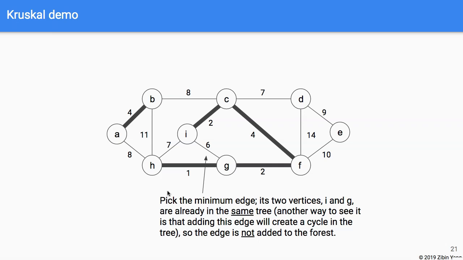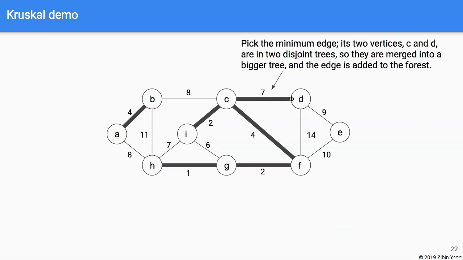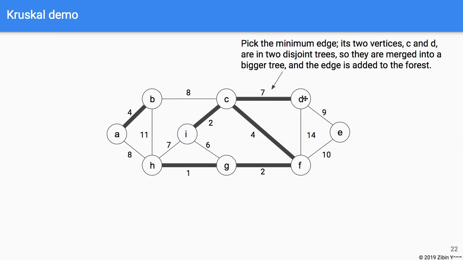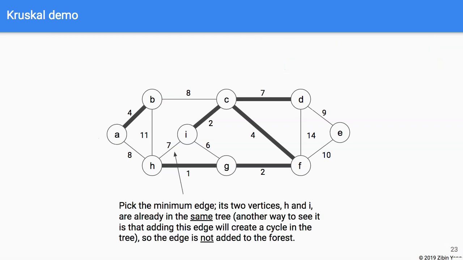Okay, so the next edge after 6 is with 7. So 7 is connecting C to D, and C is in this tree that is part of the forest already, but D is its own tree. So these two trees are disjoint, therefore we can merge them and add this edge to the forest. All right, so we keep going, and I hope you should see what's going on here by now.